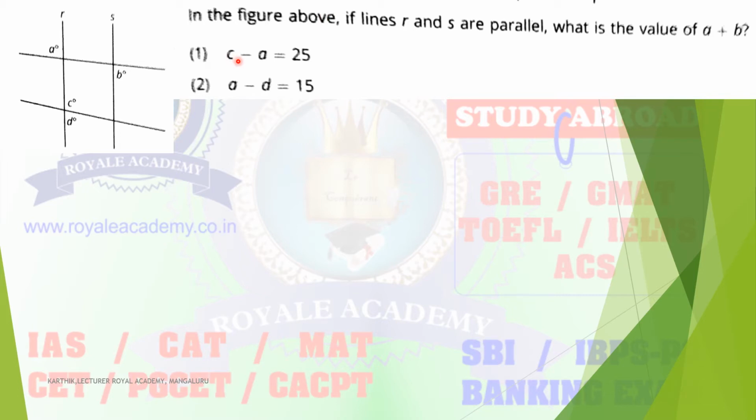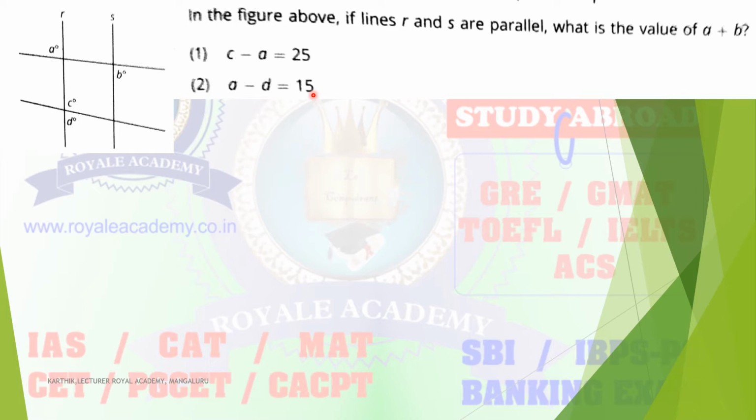So the first statement tells that C minus A is equal to 25. The second statement tells that A minus D is equal to 15. Two statements are given, so the options are like this. First, the first statement alone you can answer the question. Second, the second statement alone you can answer the question.